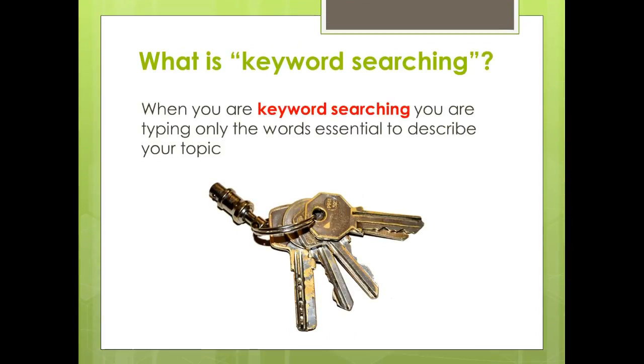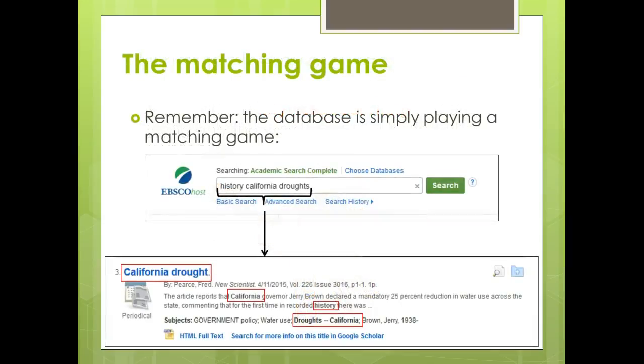You are keyword searching when you are typing in only the words that are most essential to describe your topic, whether that be in an internet search engine like Google, or the library catalog, or the library databases. While Google is pretty liberal, the library catalog and the databases are not. They are simply playing a matching game. So they are looking for an exact match on every word that you type into that search box. If it doesn't find an exact match on every word, then an item won't show up in your search results.